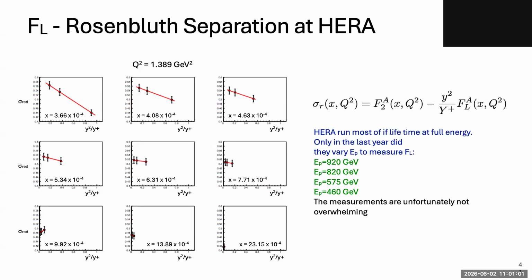This is HERA at some Q squared and some x bins, and you see that this relation was measured. For low x, the lever arm is tiny because the energy range you're changing is very small. This is most of the reason we adopt this convention using F2 and FL, because you can actually make use of it.